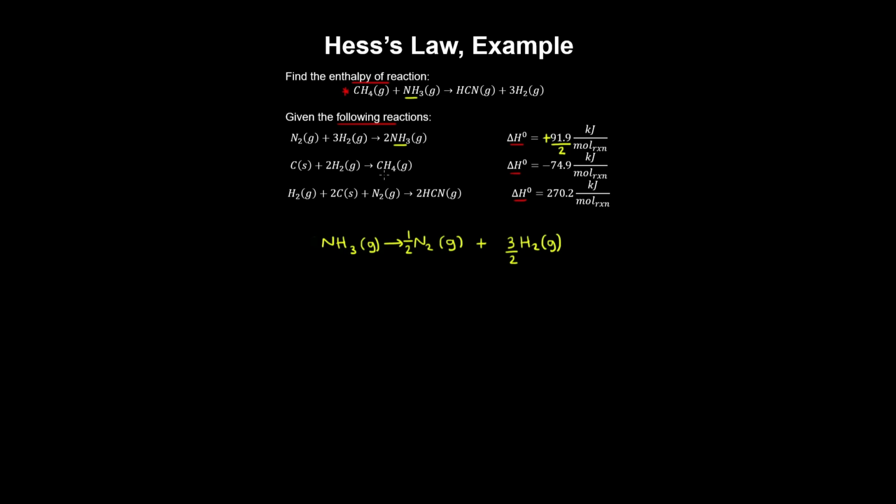Now for the next step, we have methane on the right, so we need to reverse this reaction also. So we flip the sign of the enthalpy. And here we have 2 hydrogen cyanides on the right, but 1 on the right in the overall reaction. So we divide through by 2. And do the same for the enthalpy of this reaction.